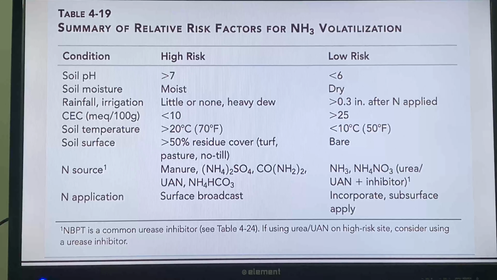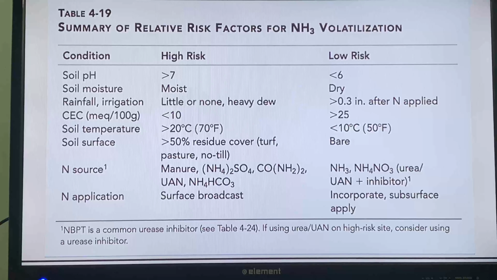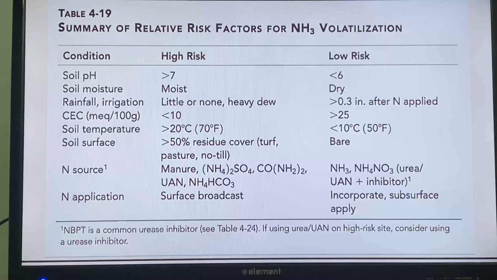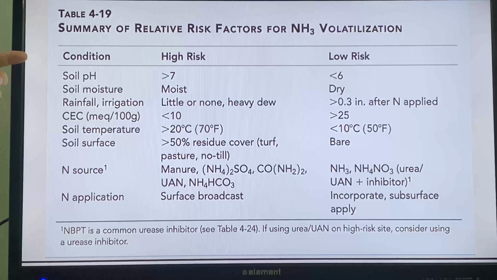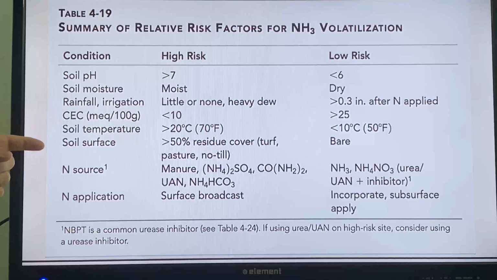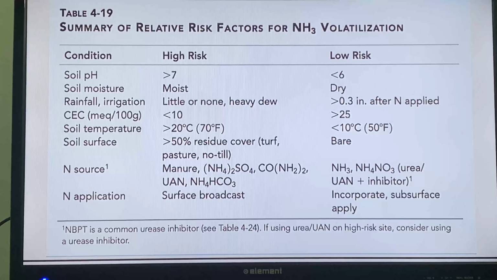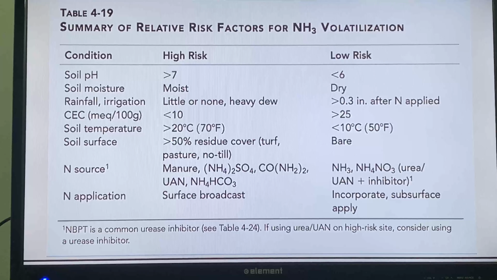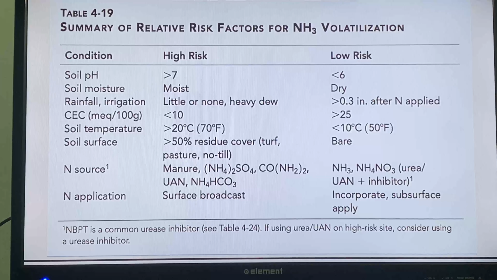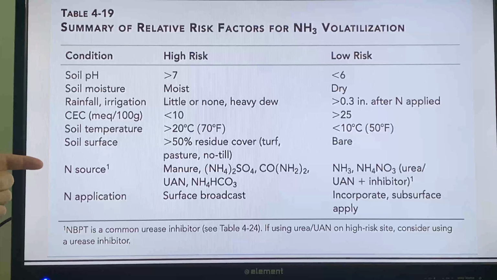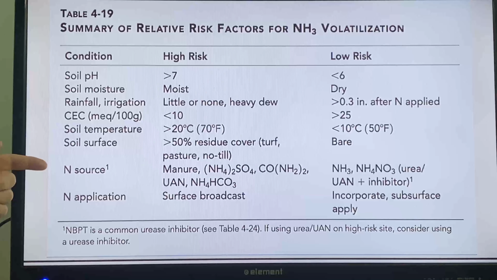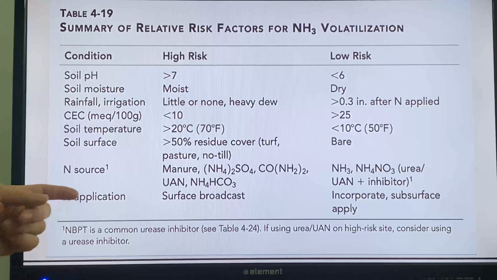It's important to know when these things are going to happen. If you know a little bit about your soil, you can minimize some of these risks. So high risk is high soil pH, 7 to 7.5. If you have just a little bit of moisture, we're going to have that hydrolysis occur. We have a low CEC. Our soil surface is going to have some residue. In our no-till systems, this is going to be a big deal. A little bit in pasture, you might have some extra hay that just didn't quite get baled. There's a little bit of residue that is still out there. Then our nitrogen source: any urea-containing or ammonium-containing fertilizers, with a broadcast application.